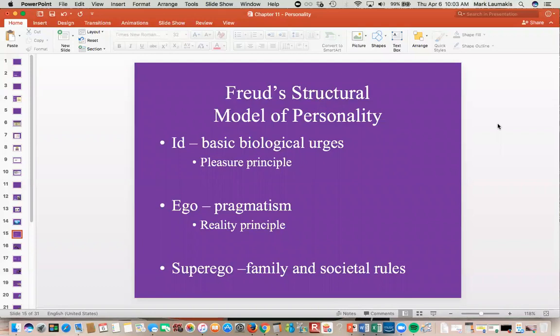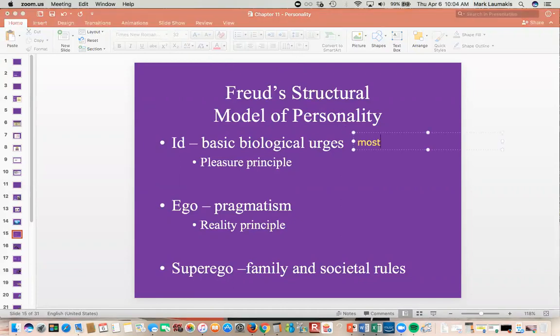What's the story? Well, the id is the most primitive part of personality. So let me just add in some notes like I typically do here. This is the most primitive part of personality. And it houses, as it says on the slide here, our most basic biological urges. So sexual impulses, aggressive impulses, hunger and thirst, and really basic sort of animalistic stuff is housed within the id. And the id abides by, or adheres to, or is driven by the pleasure principle. Okay? What's the pleasure principle?